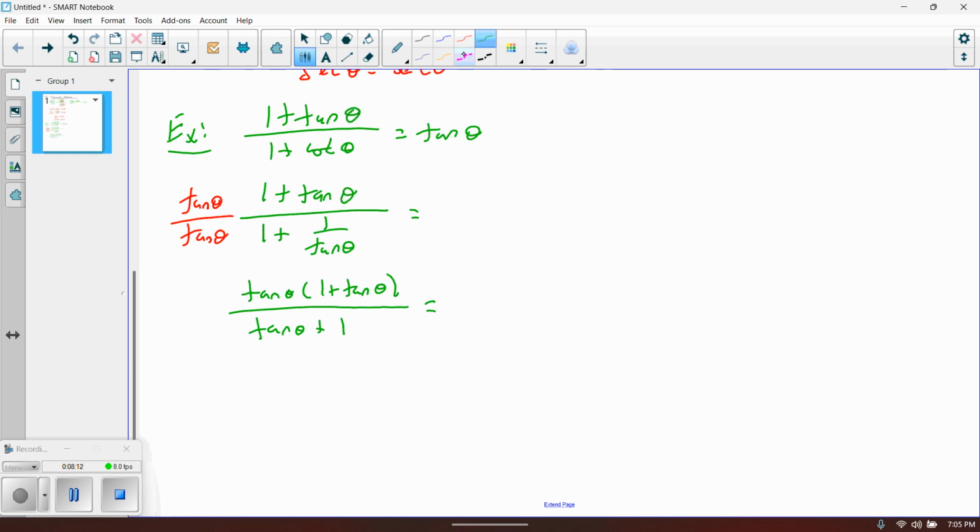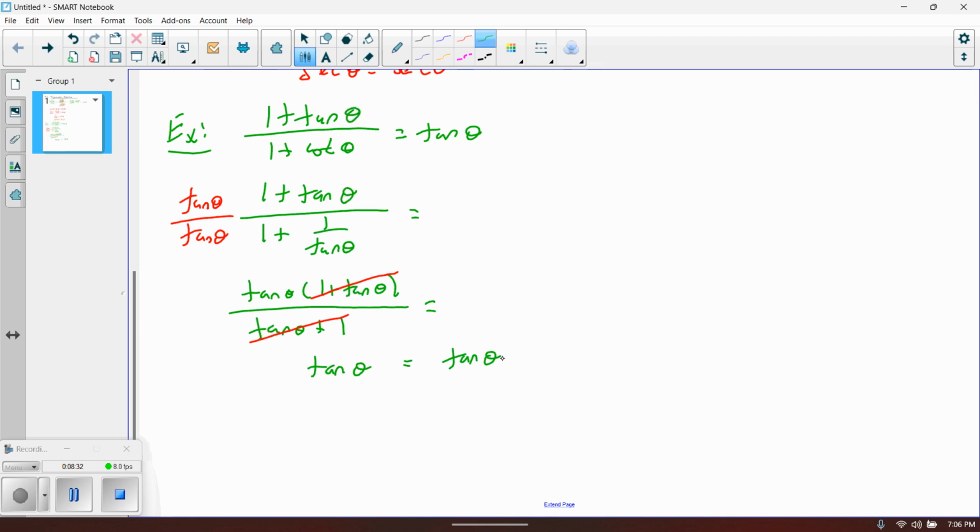And now hopefully what you can see, and this worked out really well, is on the top I've got a 1 plus tangent theta. On the bottom I've got a tangent theta plus 1, which is the same thing. So those are going to cancel out, leaving just tangent theta. And that, of course, is the right side of the equation.